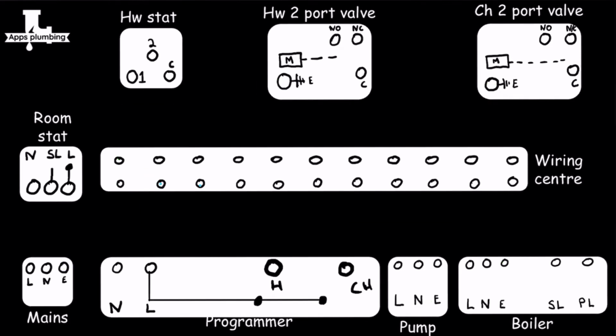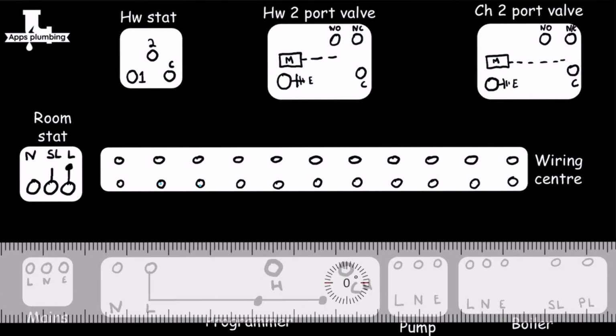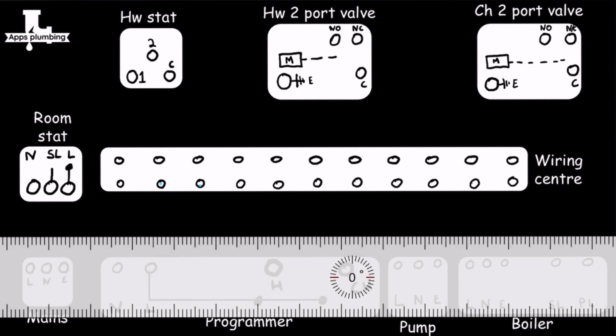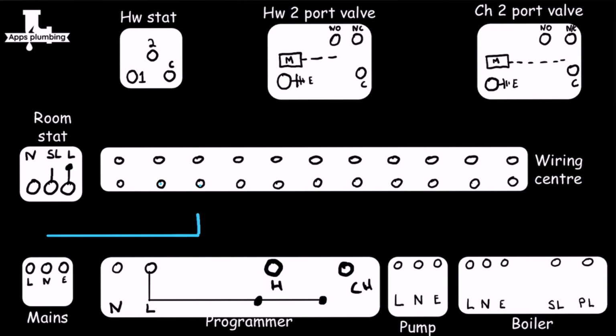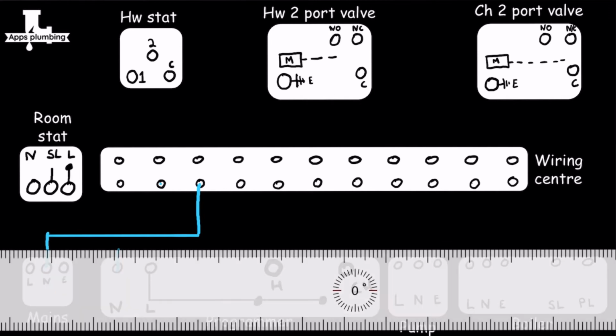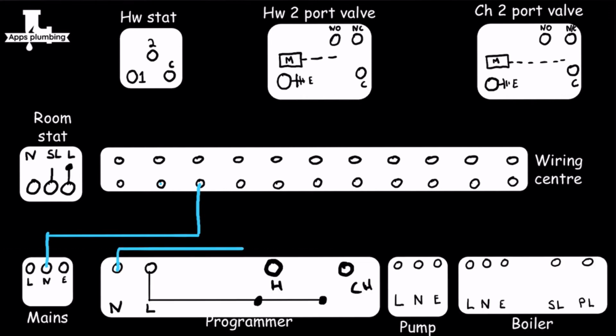Okay, so now we're going to do neutrals, very similar to the earths. Link them all together. Obviously, blue cable. They all go up into here. Then we do the programmer. On this one, we have a lot more. So the programmer has a neutral as well. I'm just going to run this up into here.